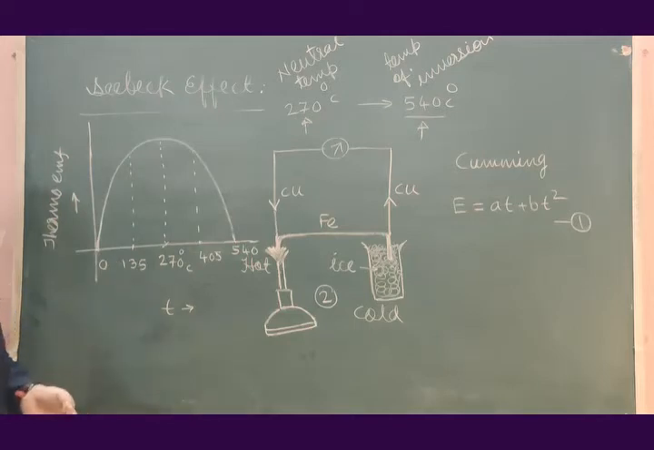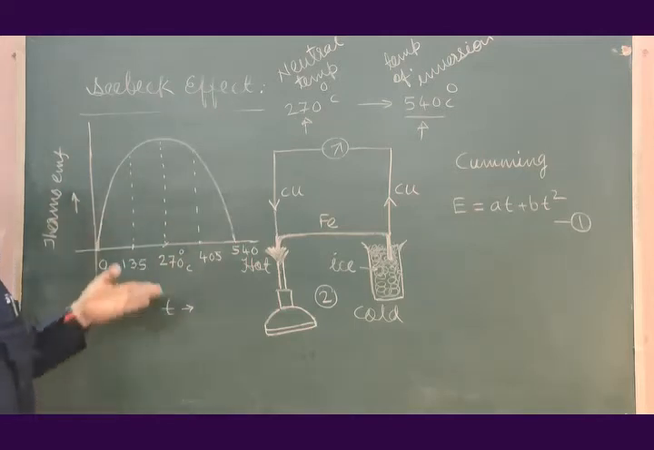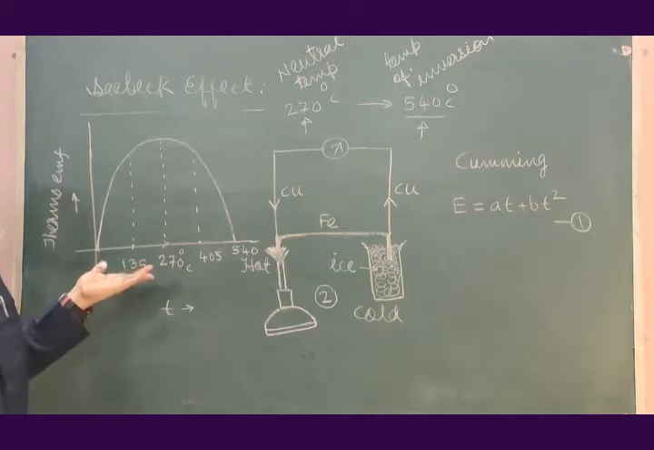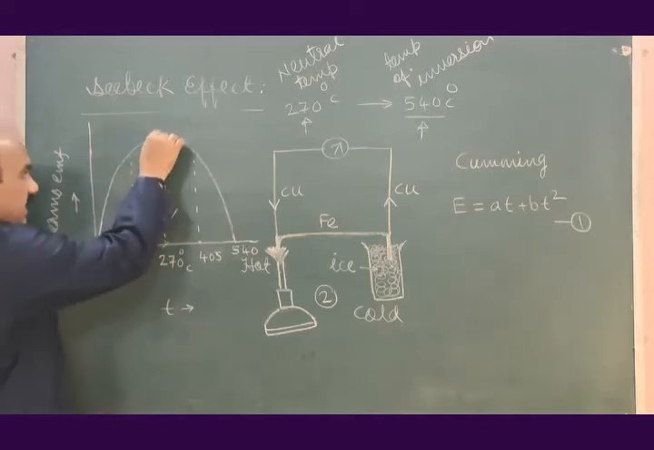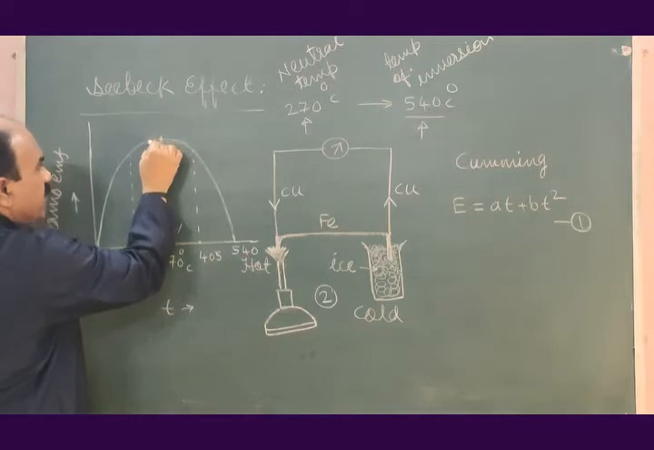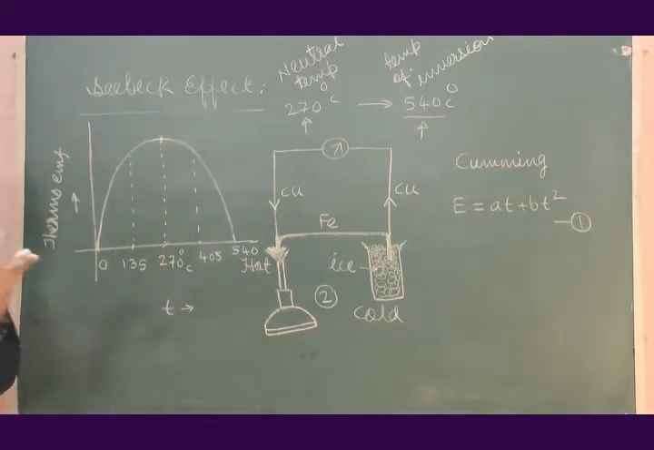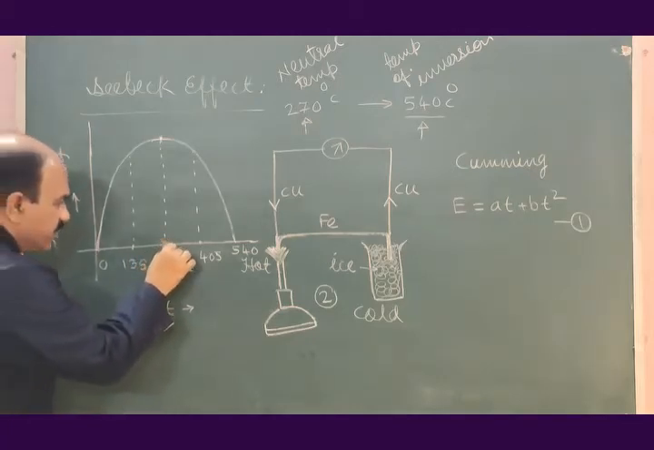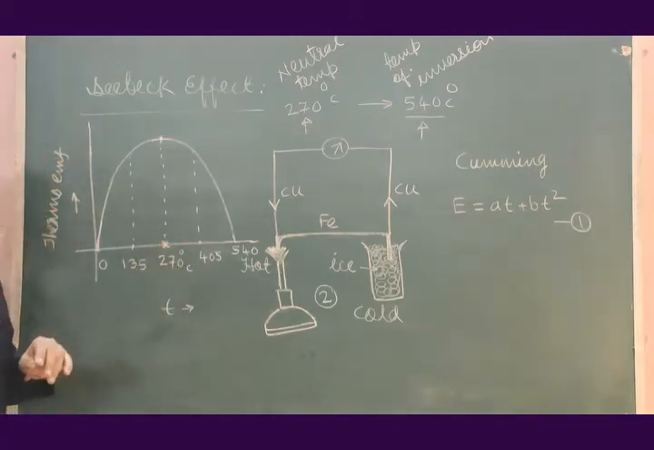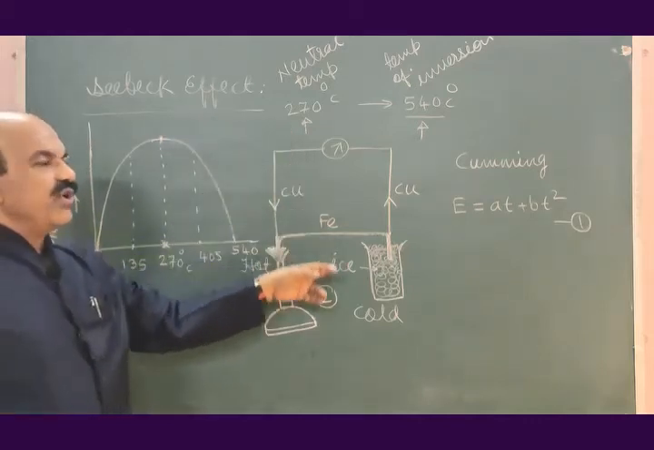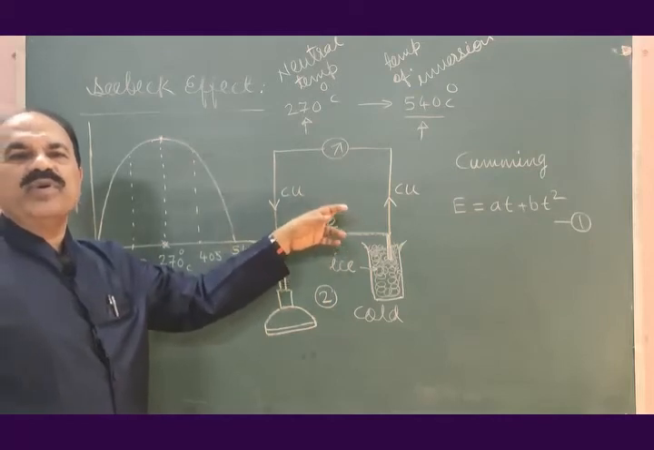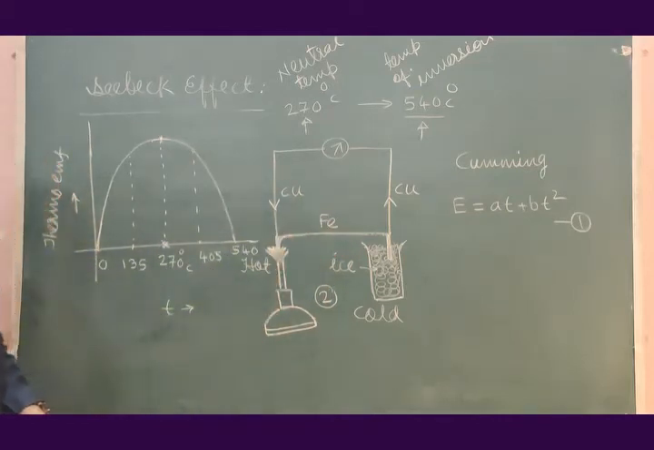This is an inverted, just parabolic graph. The nature of this graph is parabolic. This point corresponds to the maximum thermo EMF, that is, the maximum thermoelectric current. This temperature is the neutral temperature, 270 degrees Celsius for this copper-iron thermocouple.